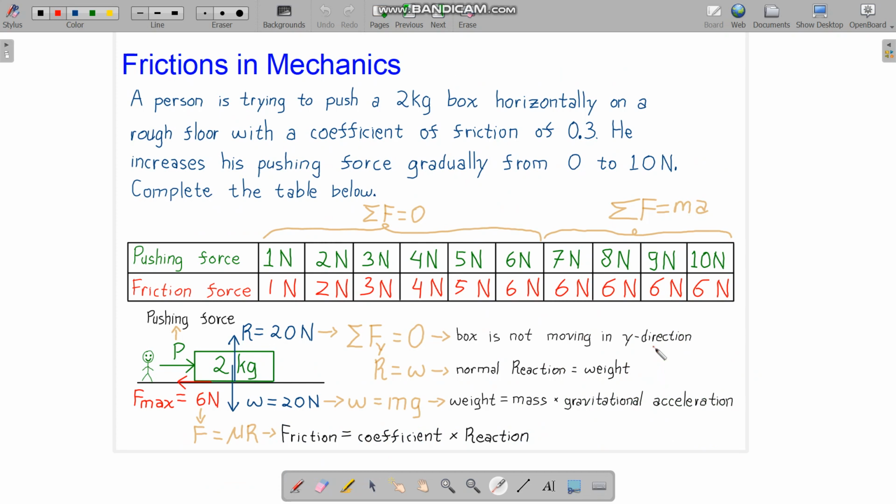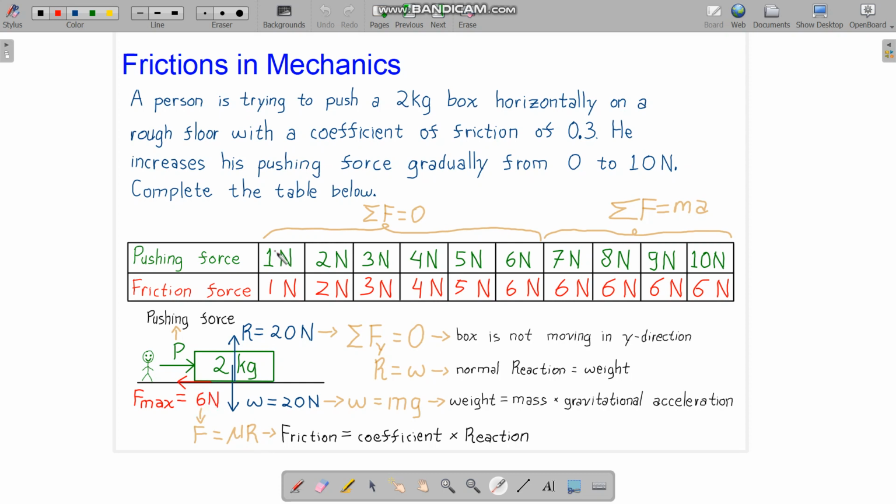So here we have a person trying to push a 2 kg box horizontally on a rough floor, coefficient 0.3, and he increases his pushing force gradually from 0 to 10. First of all, the weight is 20 because m times g. The reaction force is also 20 because sigma F in the vertical direction is 0, so R equals W. And the maximum possible friction is mu times R, which is 0.3 times 20, which is 6.